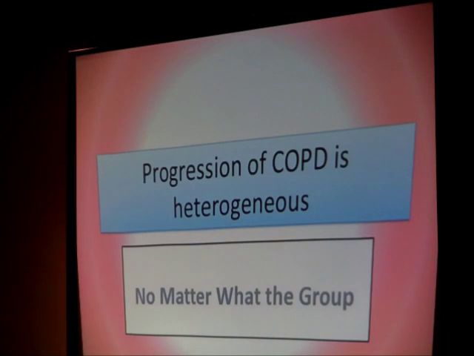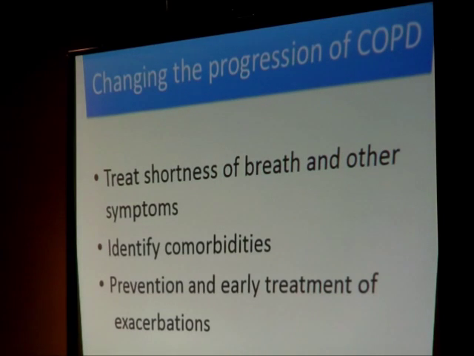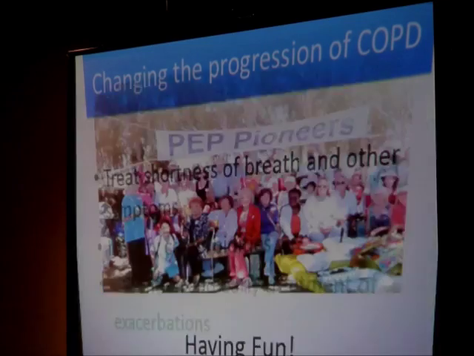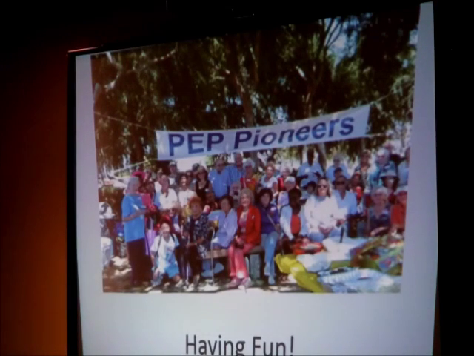Okay, how can you manage then to improve your own prognosis as an individual? You have to go through battling shortness of breath and other symptoms in a supervised manner. Make sure you identify comorbidities such as heart disease, diabetes, anemia, anxiety or depression. And then you have to prevent and treat exacerbations. So I'm going to stop there. Thank you.